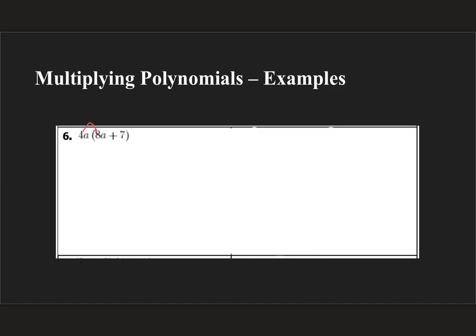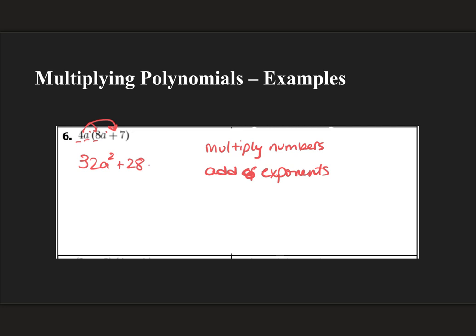So remember, when you multiply, we multiply the two numbers. So 4 times 8 is 32. And then we add the exponents. So we multiply the numbers. And then we're going to add the exponents. All right, so a times a is going to give us a squared. Then we're going to do 4a times 7. 4 times 7 is 28. And then we have just one a, so just a. And that's our answer for that.